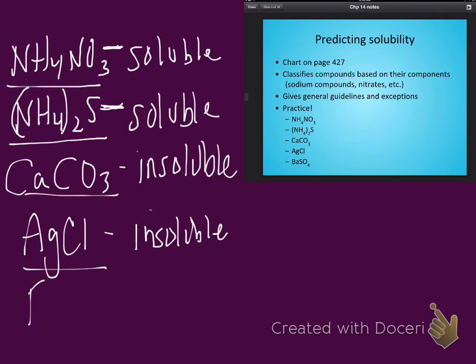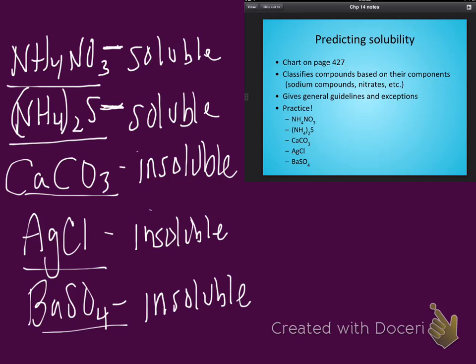Okay, and let's look at our last one, BaSO4. What is this called? Barium sulfate. Find me a rule. Based on Rule 4, most sulfates are soluble, but barium is given as an exception to that rule. So this is insoluble. These aren't very hard to do. You just look for the rules that pertain. The place to be careful is with the exceptions.